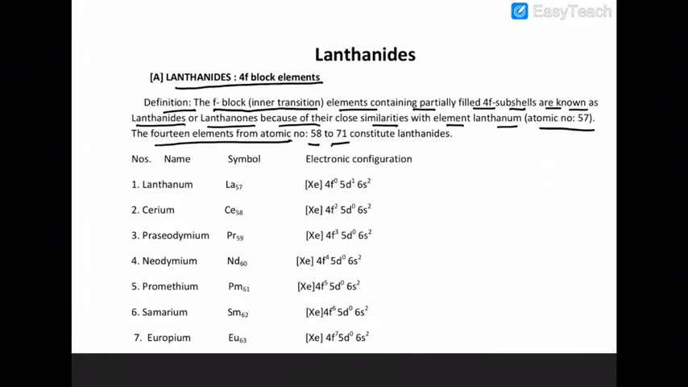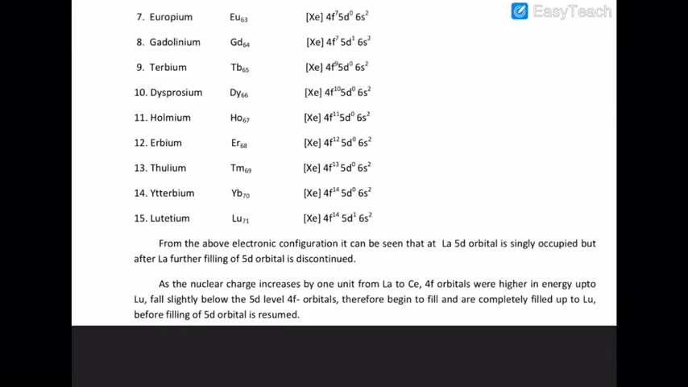Are you getting that? So lanthanum is written only for reference, but it is not a lanthanoid. It starts from cerium, then praseodymium, neodymium, promethium, samarium, europium. Then you have gadolinium, terbium, dysprosium, holmium, erbium, thulium, ytterbium, and lutetium. So that's how you will write them out.